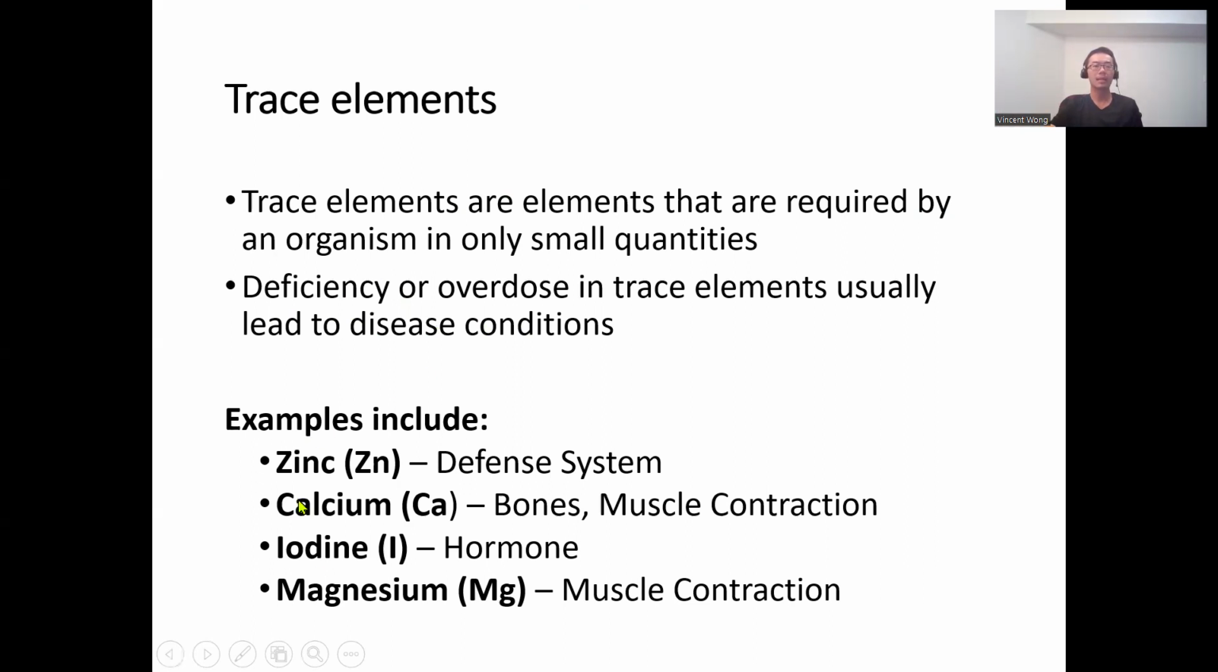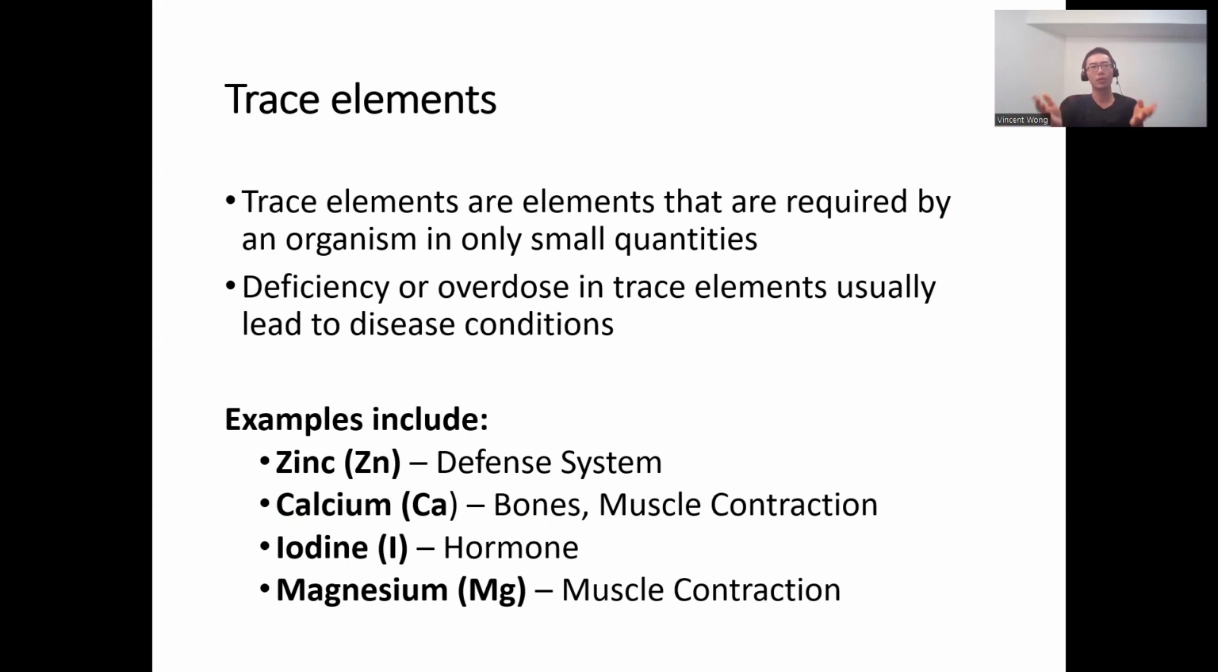So here are some examples. We have zinc, which is needed for your immune system. Many of you probably know calcium is important for bone growth and the strength of your bones, but you also need it for muscle contraction. Every time you move any part of your body, you actually need to have some calcium to do it. Iodine is needed to make a hormone from your thyroid gland.